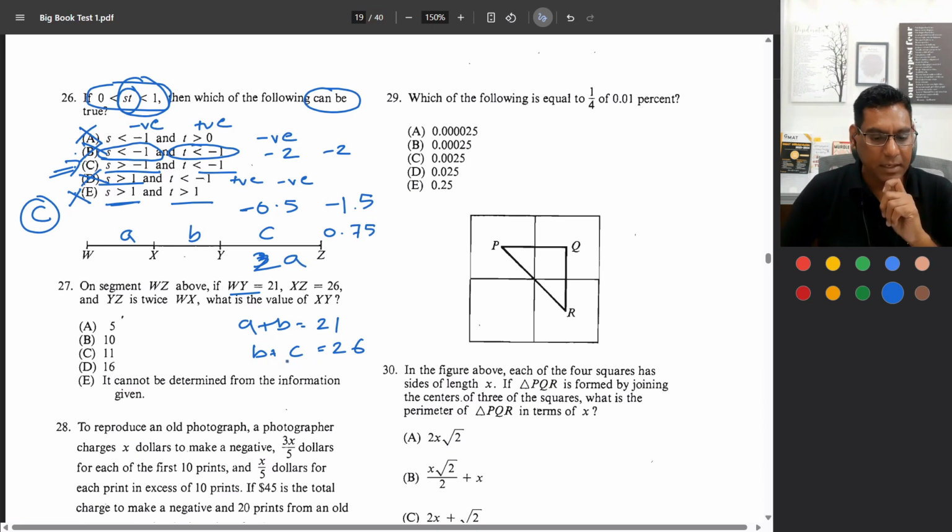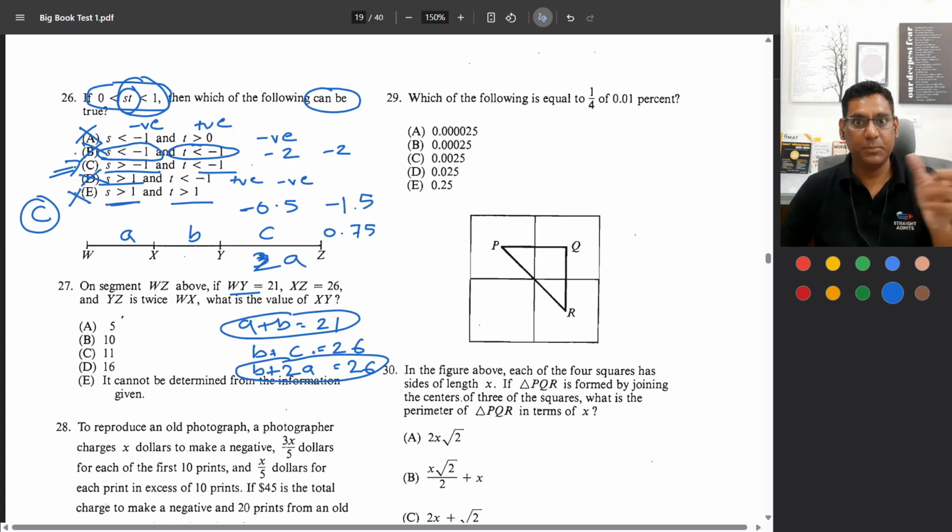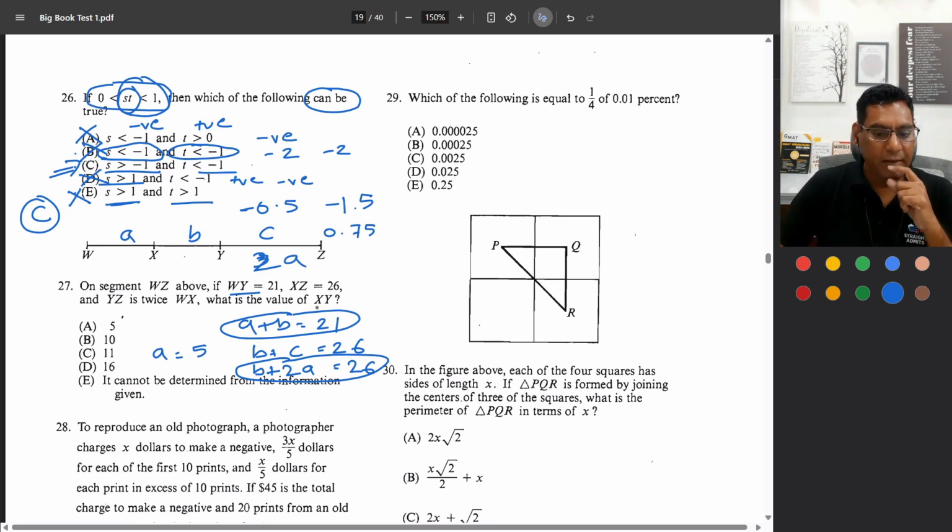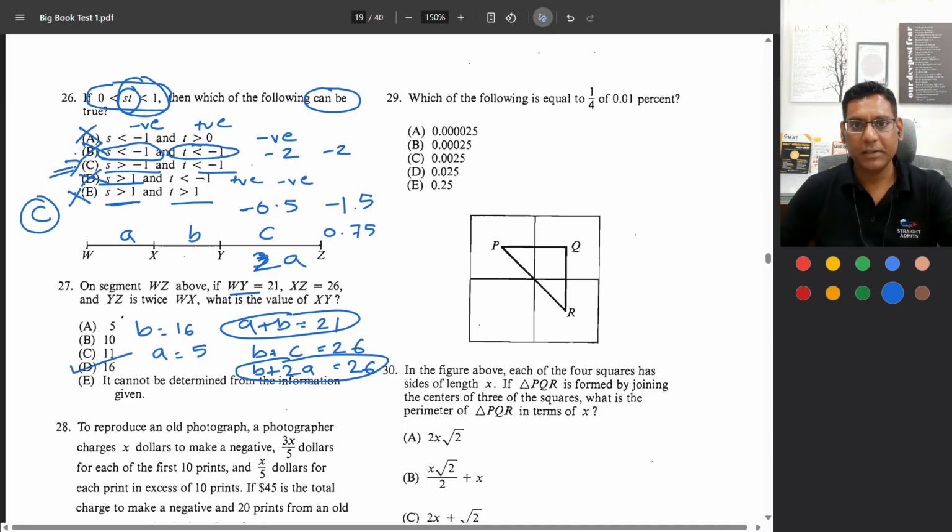If that is the case, then I can always rewrite this as B plus 2A is equal to 26. And I know B plus A is 21, B plus 2A is 26, right? So A plus B is 21. I add one more A, I get 26. So that means A has to be 5. Correct? Or you can do it the simultaneous equation way and you will find it also. Okay, what is the value of XY? XY is B, which is 16, right? You can always plug the numbers back in and verify, but B is 16.